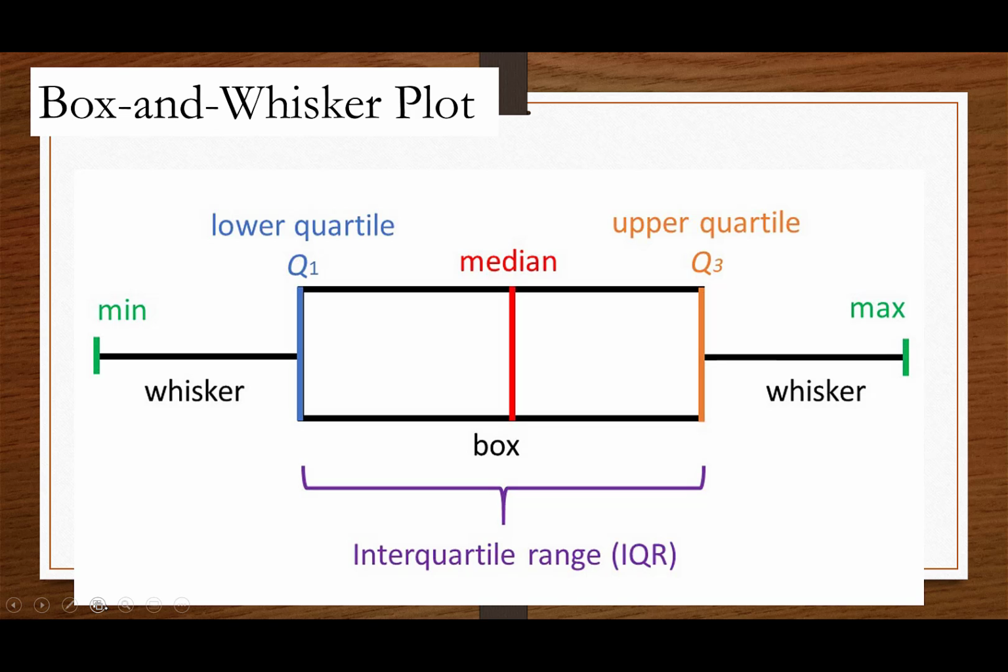Hi guys, this is Mrs. Cornett, and this video is all about finding the outliers of a set of data. Outliers are those extreme data points that are outside of the general expected boundary of a data set.